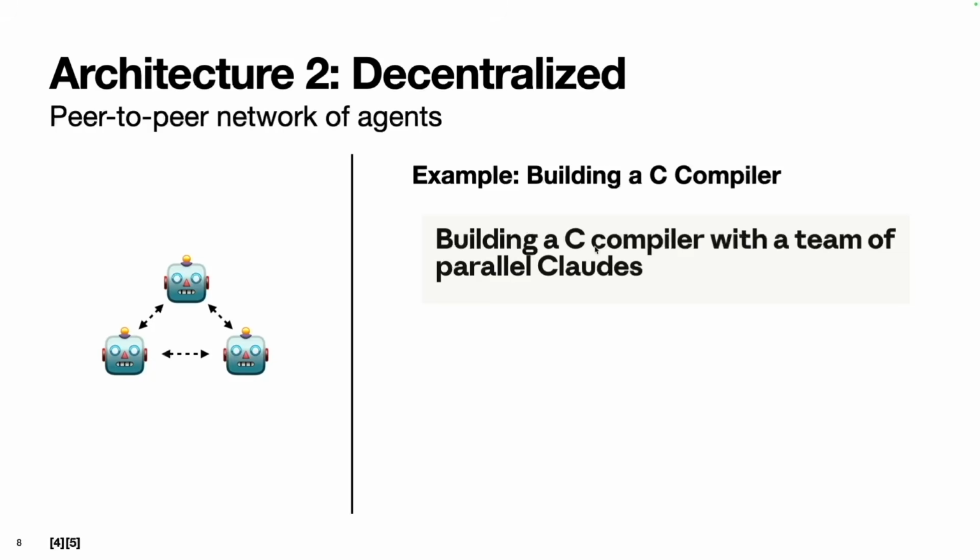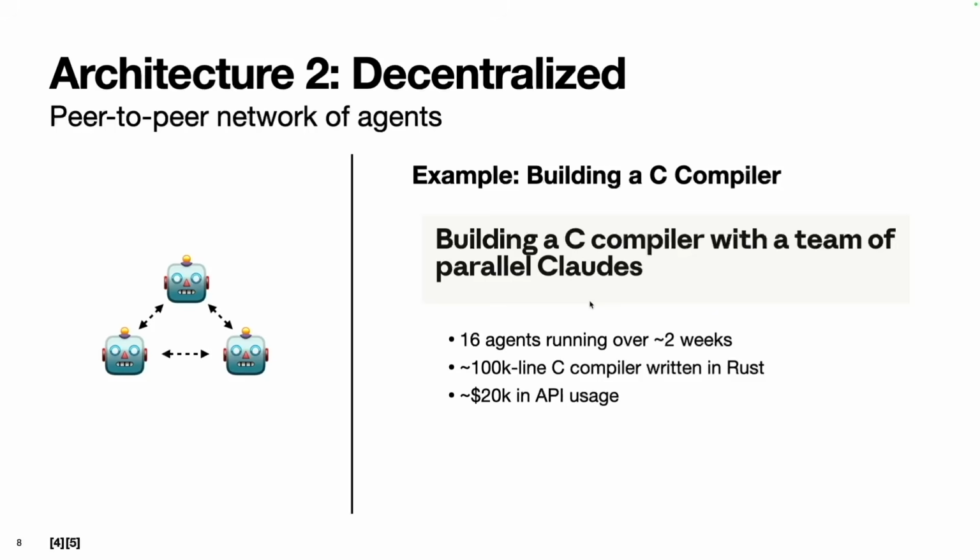It's called Building a C Compiler with a Team of Parallel Claudes. I think it's reference number 5. And basically the key points here is that they had 16 agents running over 2 weeks trying to get this task done. The result was about a 100,000 line C compiler written in Rust. The API costs were $20,000, so a significant investment.